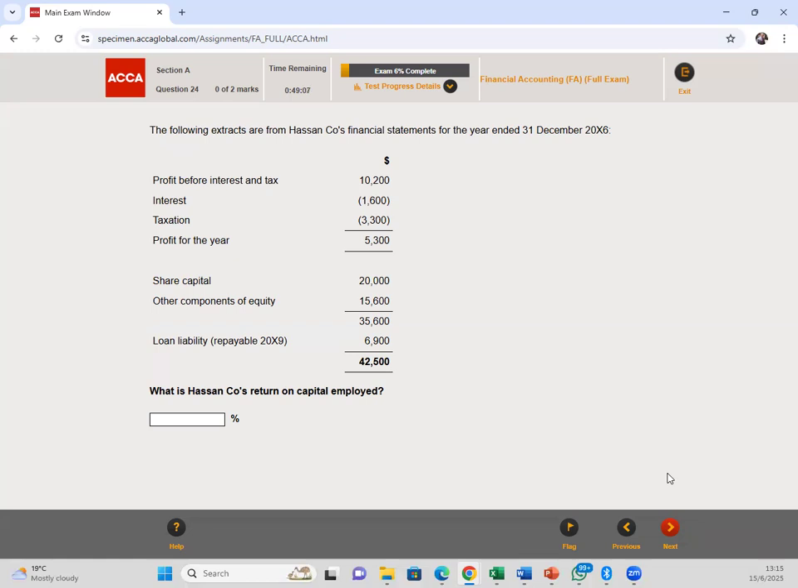For capital employed, you can say equity plus non-current liabilities. That's your capital employed. The formula is operating profit or profit before tax and interest divided by capital employed.